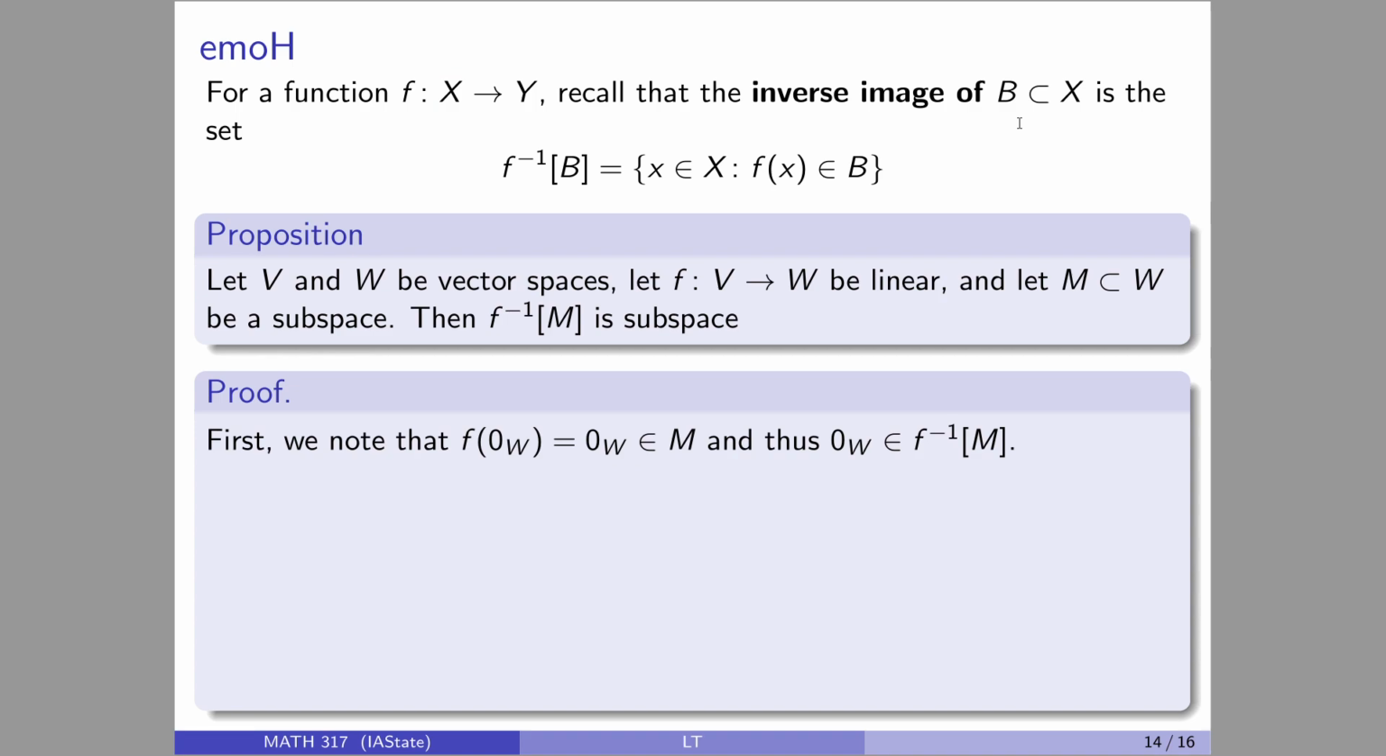And again, the first thing I want to verify is that there's stuff in this set. In order to be a subspace, we must be non-empty. And again, we're going to use the fact that linear functions send the identity to the identity. And that is a big old typo right there. Let me fix that. We send the zero element of V to the zero element in W. That has to live in the subspace M.